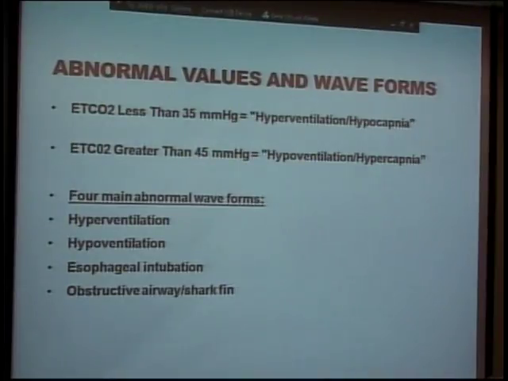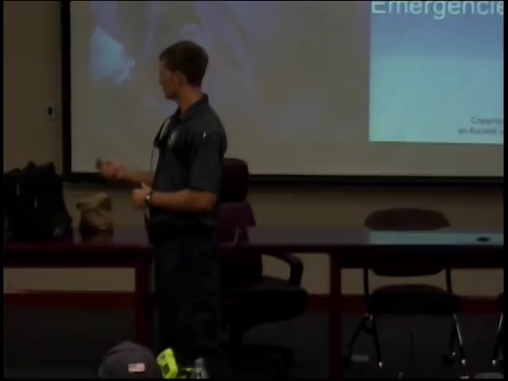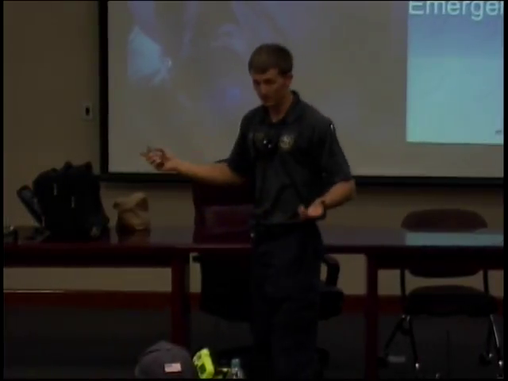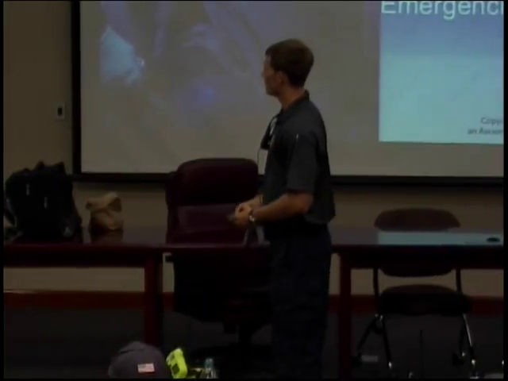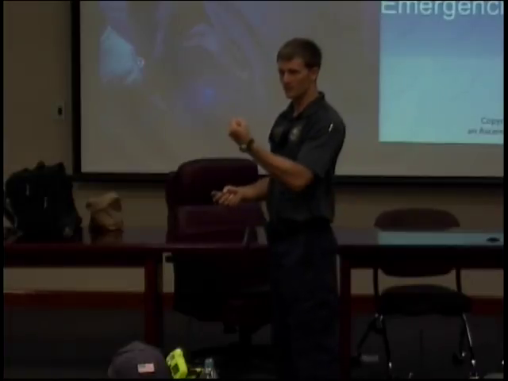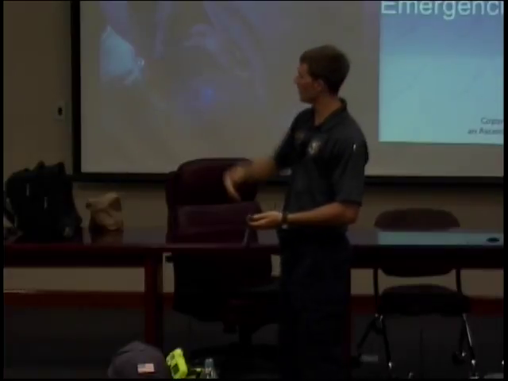You have abnormal values and waveforms. EtCO2 less than 35 is indicative of hyperventilation or hypocapnia, whereas an EtCO2 greater than 45 could be related to hypoventilation or hypercapnia. Four main abnormal waveforms that we can come across: hyperventilation, hypoventilation, esophageal intubation, and obstructive airway with your shark fin. If you have esophageal intubation, you're not going to have anything. It'll be a flat line because you're not getting any carbon dioxide. And obstructive airway is indicative of asthma. Everything's constricted down, so it very much looks like a shark fin. It'll be more sloped instead of the big blocks.